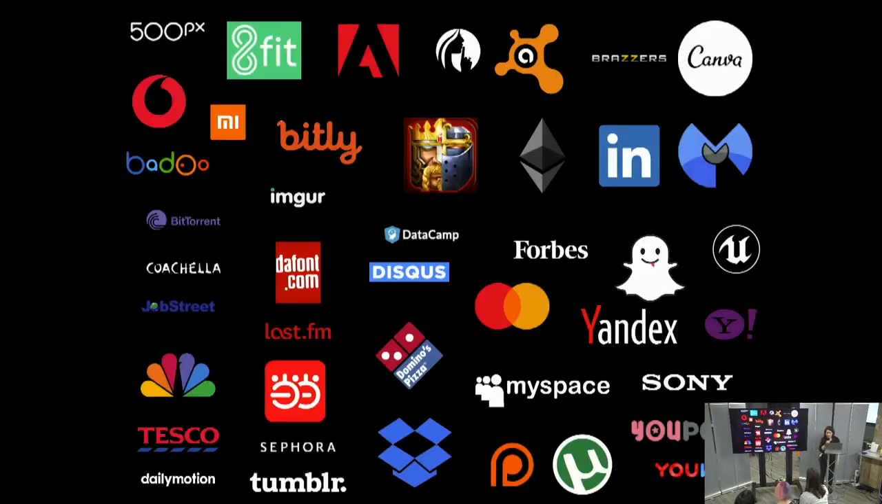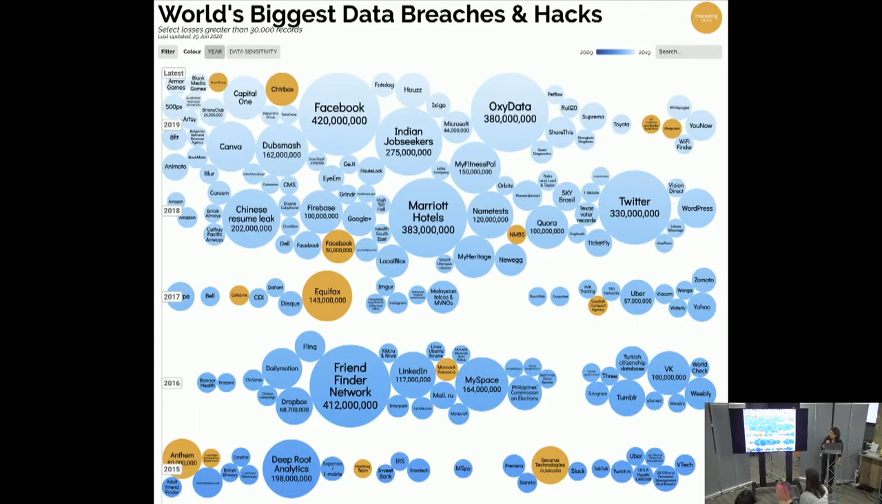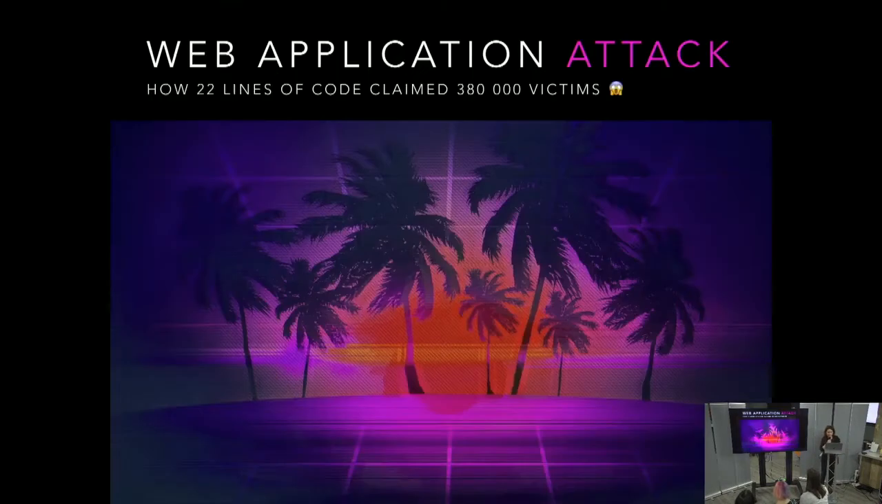This is just an example of some of the companies that suffer data breaches a lot. I'm pretty sure you've already used a lot of them. Another way of visualizing the data breaches, you can see big data breaches from Twitter, Facebook, all of those. So I wanted to talk about one web application attack.